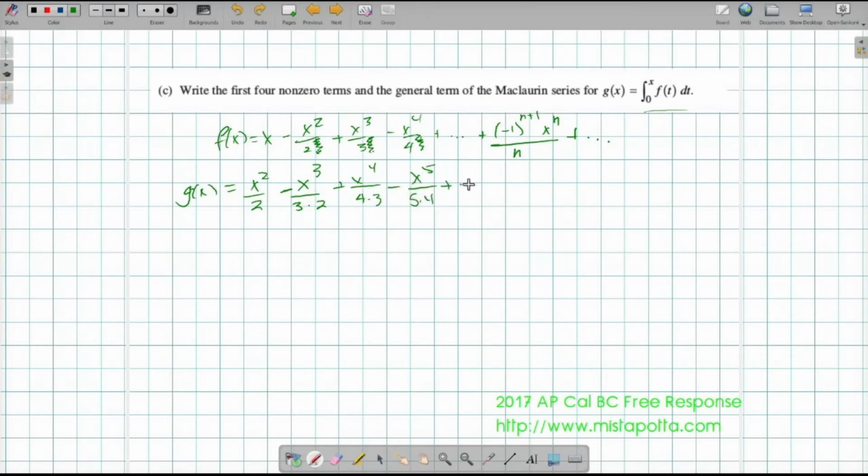And I'm noticing a pattern here. I notice that I still have an alternating series, but my odd terms now carry the negative sign with them. And my denominator is always going to be the product of whatever my exponent is times the number that's 1 less than it. So there's my general term of my Maclaurin series. And now moving on to the last problem.